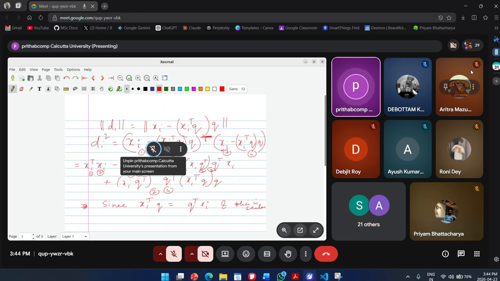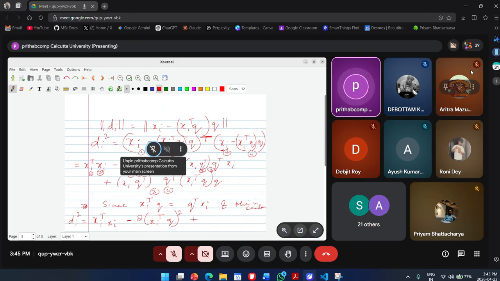So now what we can write, remember that we are writing di square equal to, right? So I'm again writing that di square is equal to, the first term will be coming over here, xi transpose xi, okay? Then minus, because xi transpose q is q transpose xi, these two terms we can write as 2 times xi transpose q, the whole square, right?